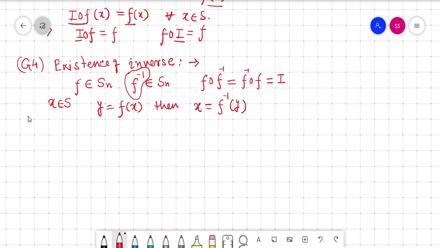The answer is again from set theory, which you already studied in the lower classes. Because f belongs to Sn, it means f is a one-to-one onto mapping. Because f is 1-1 and onto, its inverse must exist. So the existence of inverse is solved.